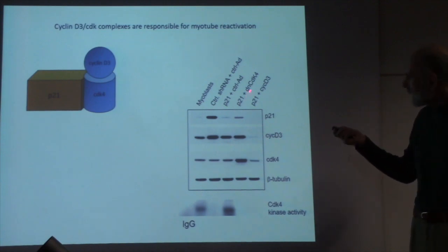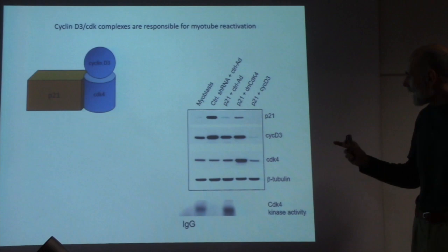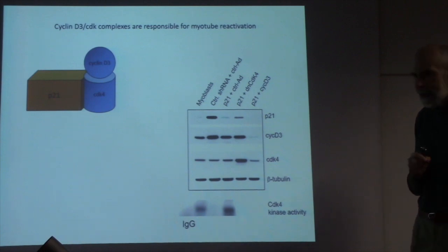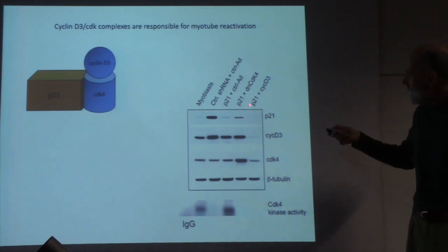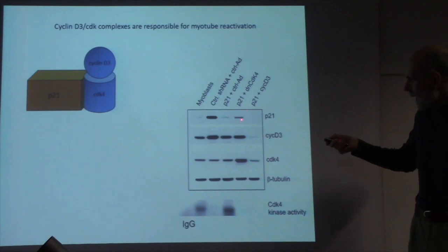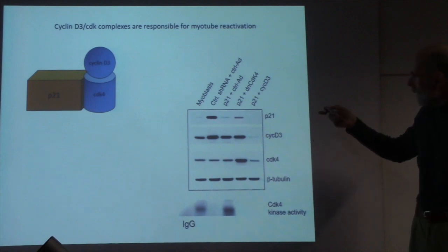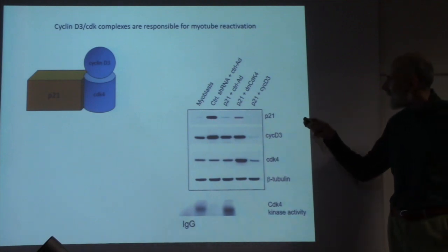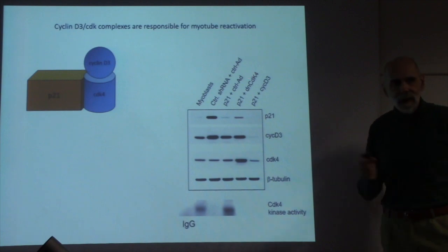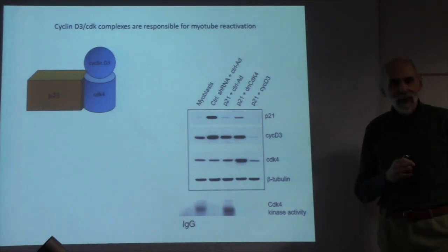Here, this is a bit of a complication. I will tell you the experiment exactly as it was carried out. They suppress P21, so again, very low levels, much lower than in control myotubes, but they also express a dominant negative CDK4. Now, I'm sure you don't know what a dominant negative is.